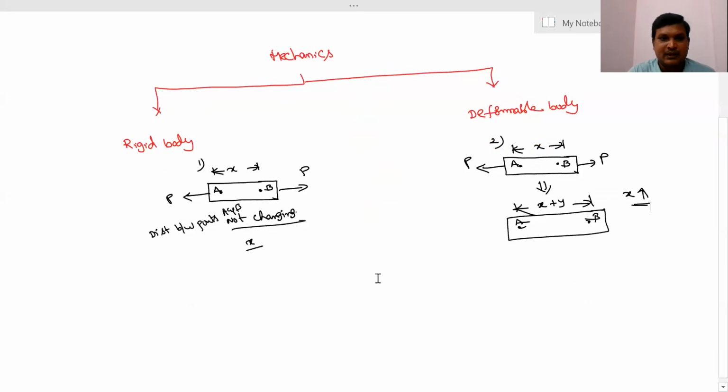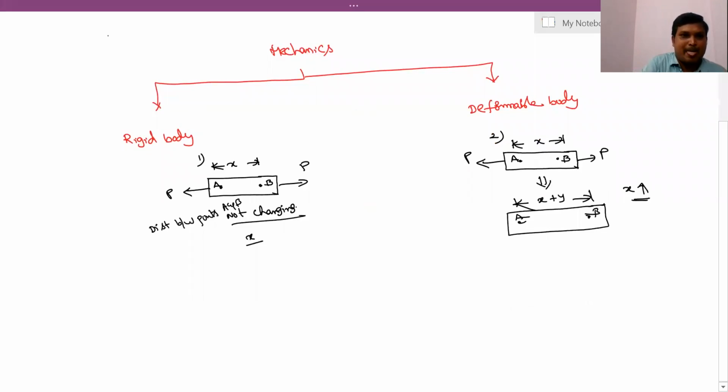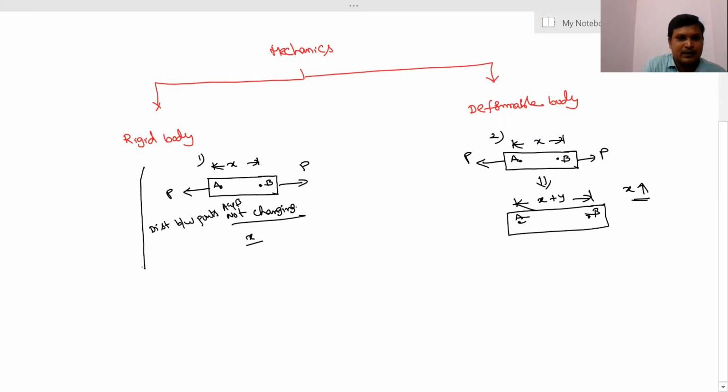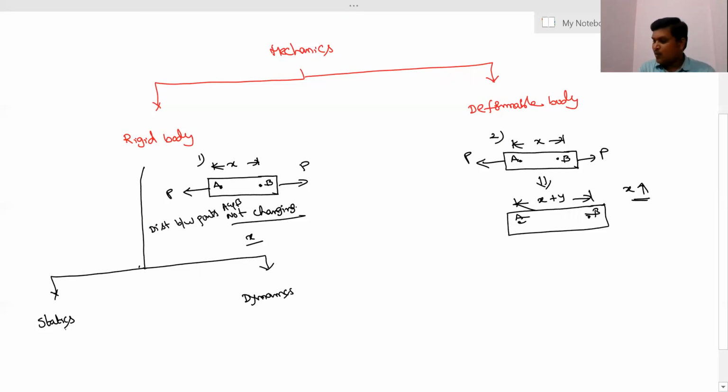Again, the rigid body mechanics we classify into two different classifications. The first one is statics, and the second one is dynamics. Under statics, we study pure engineering mechanics.